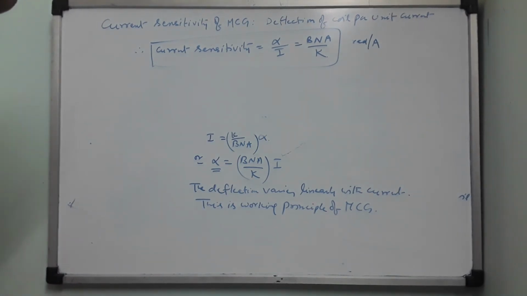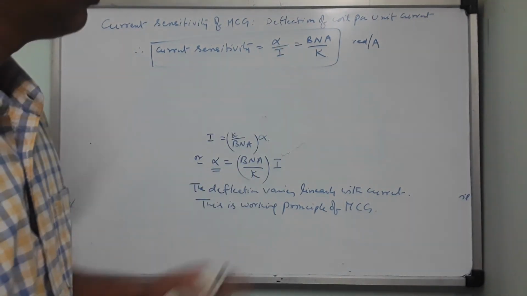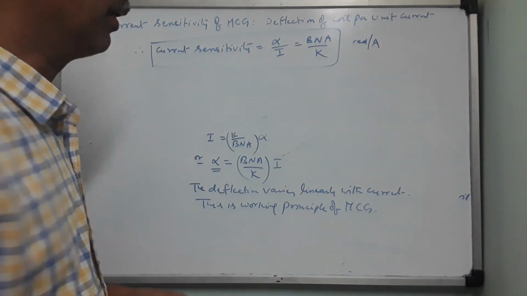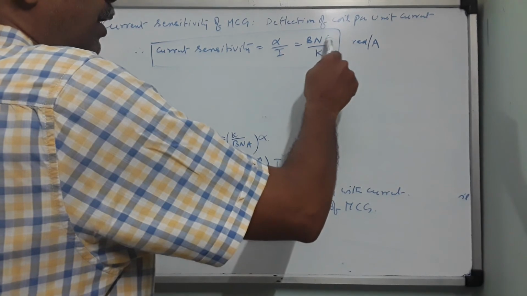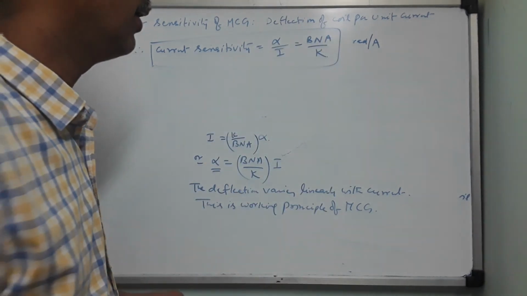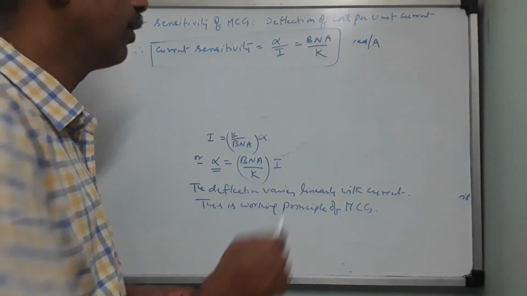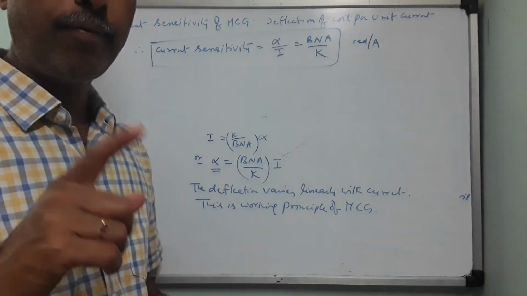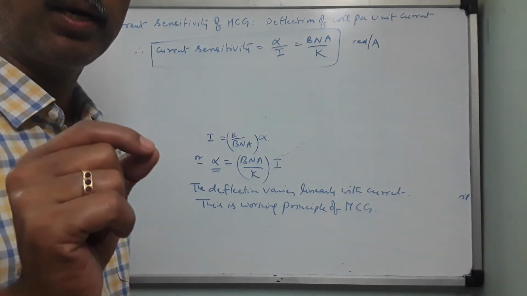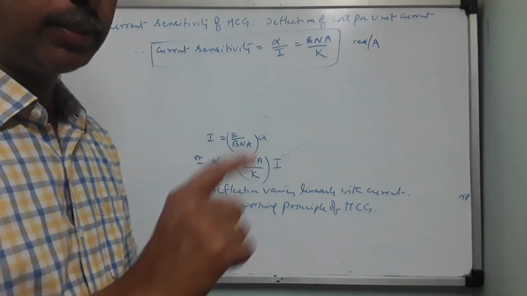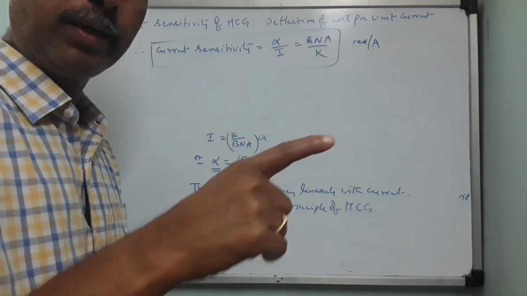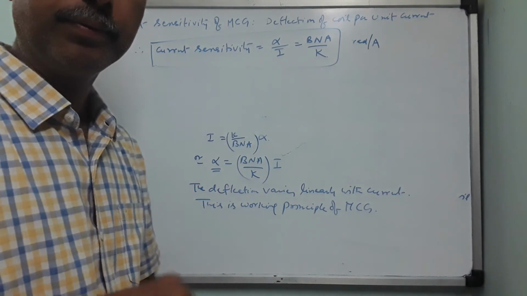Fine. So what is B? Strength of the magnetic field. What is N? Number of turns in the coil. What is A? Area of the coil. So these two things are related to coil only, children. N is number of turns. A is the area of the coil. B is the strength of the magnetic field. K. What is K? K is the restoring twist per unit angle, that is the twist developed in the hair spring, that is nothing but the spiral spring.